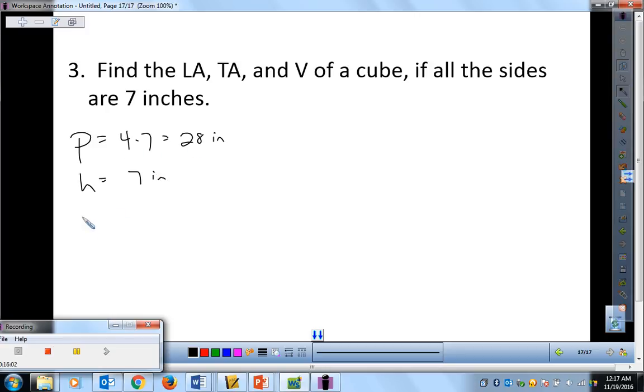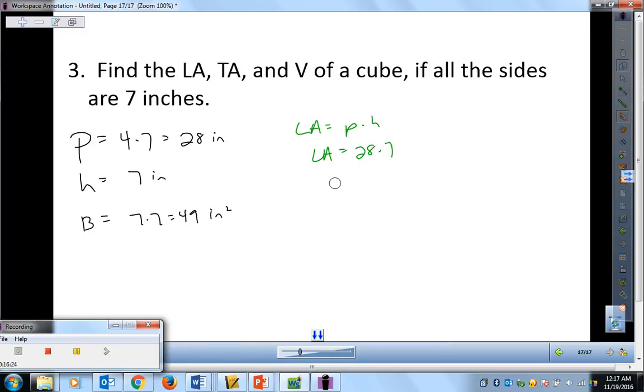Again, everything's 7. Area of the base, 7 times 7. I'll write that out for you. It's 49 inches squared. So now lateral area equals perimeter times the height. Perimeter is 28. Height is 7. Lateral area gives you, using your calculator as always, 196. 28 times 7 is 196 inches squared.